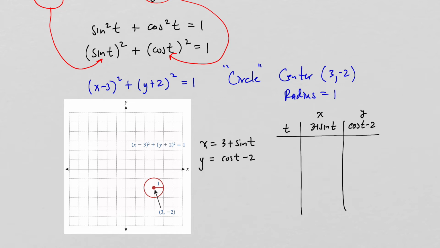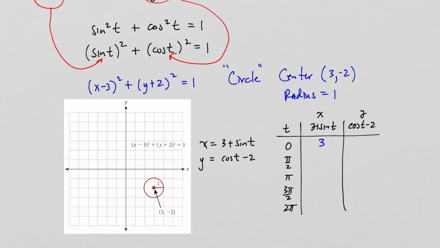So here are our original parametric equations. I'm going to select values of t, that is, from 0 to 2 pi. So I'll use the same values for t that we used in the last example. And if we plug those in, if t equals 0, sine of 0 is 0, and we get 3 plus 0 is 3. And if t equals 0 here, cosine of 0 is 1, and 1 take away 2 is negative 1.